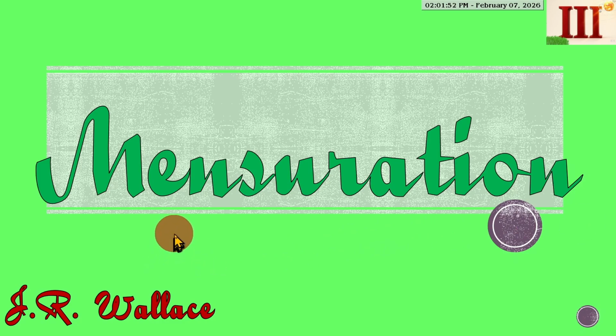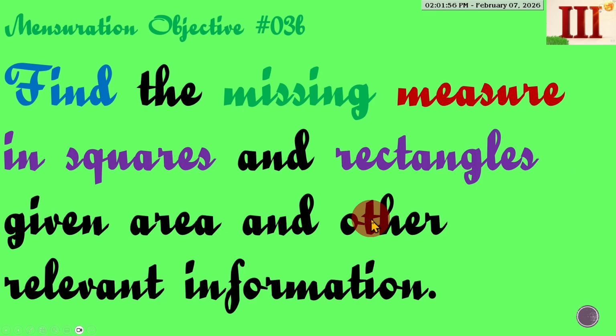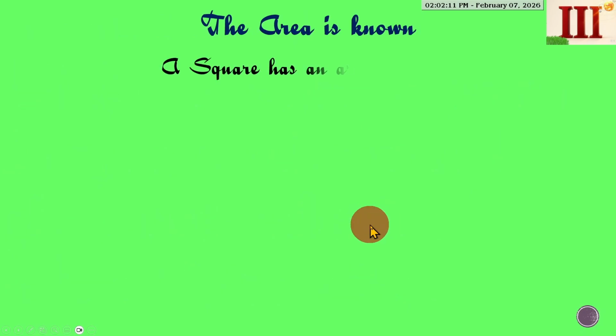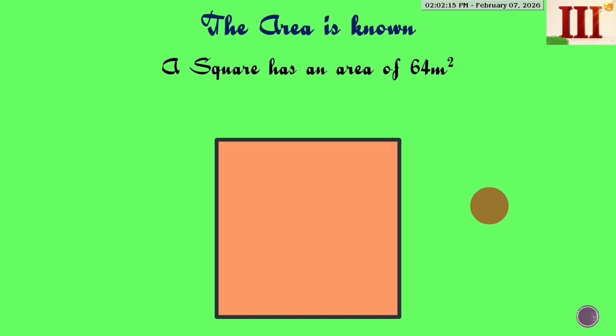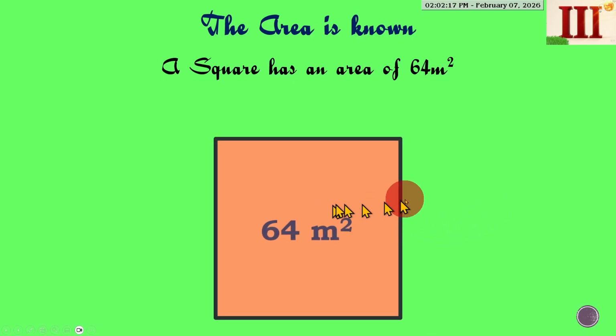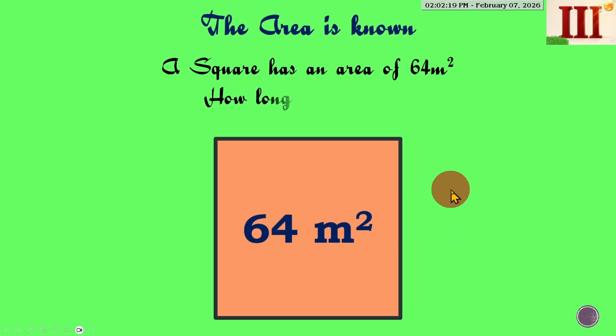So as we continue with our mensuration topic, we move on to objective 3B. This is going to be the second of the third for this objective. We're focusing on squares and rectangles. And in each example, the area will be given and we have to find the missing side. So a square has an area of 64 square meters. We need to find out how long each side is.